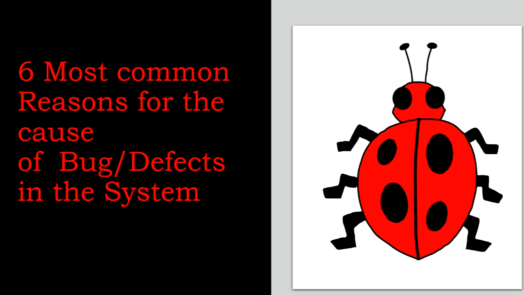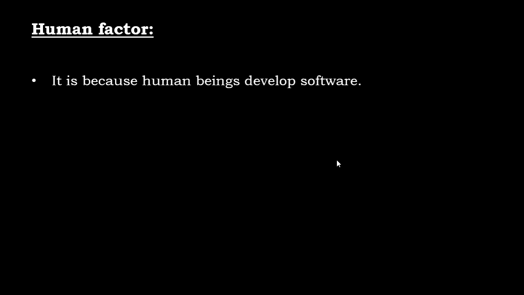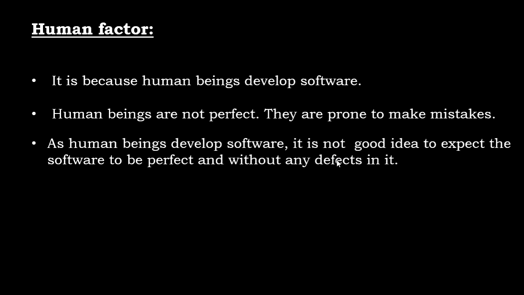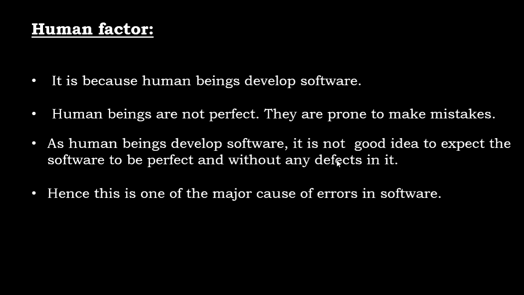Let's begin. The first reason is the human factor. It is because human beings develop the software. Human beings are not perfect. They're prone to make mistakes. As human beings develop the software, it is not really a good idea to expect the software to be perfect and without any defects in it. Hence, this is one of the major causes of errors in the software.